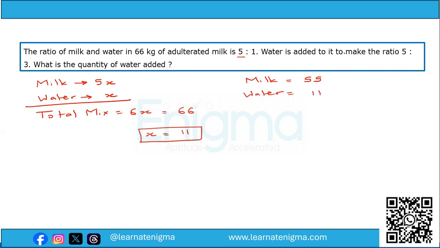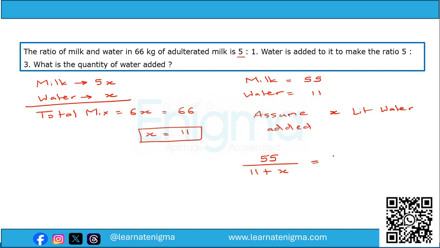Water is added to it to make the ratio 5:3. Now, let's assume that x liters of water is added. So therefore now water will be 11 plus x. Now milk is 55, water will be 11 plus x.